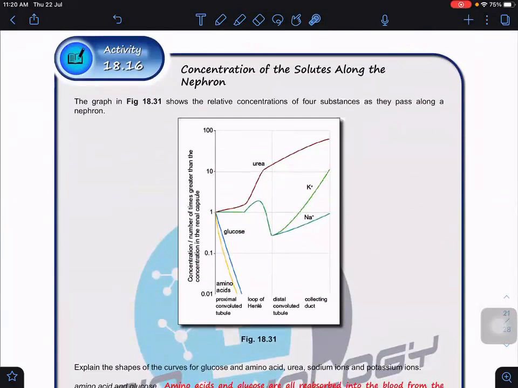Now look at this diagram. You look at these diagrams. Okay, it's a relative. It's not the correct concentration. It's relative to the filtrate. Okay, and from this diagram, we need to explain some of them.